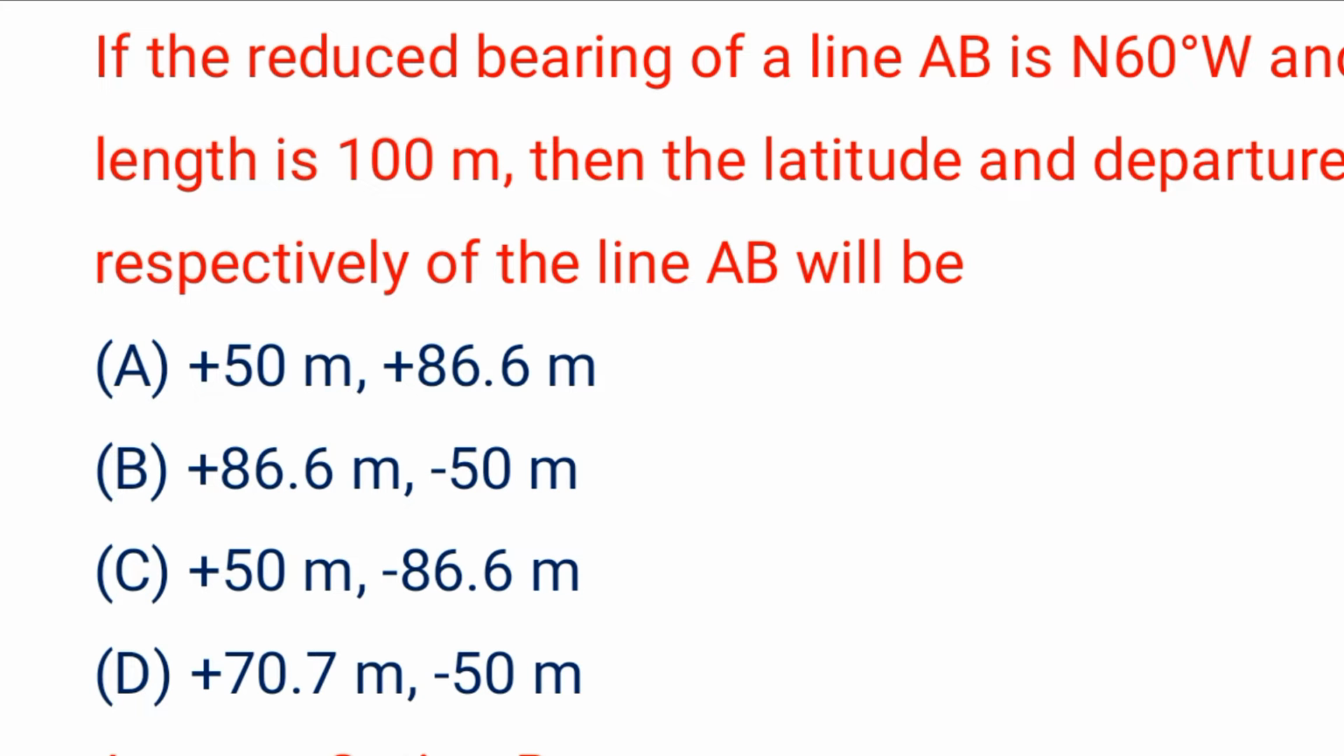Next question, if the reduced bearing of the line AB is N 60 degree W and length is 100 meter, then the latitude and departure respectively of the line AB will be option A plus 50 meter, plus 86.6 meter, option B plus 86.6 meter, minus 50 meter, option C plus 50 meter, minus 86.6 meter, option D plus 70.7 meter, minus 50 meter. So the correct answer is option B plus 86.6 meter, minus 50 meter.